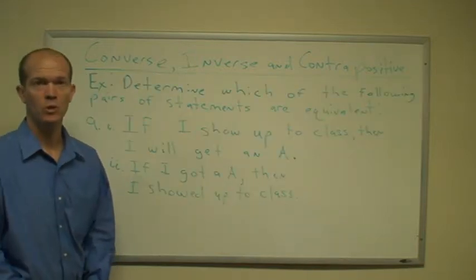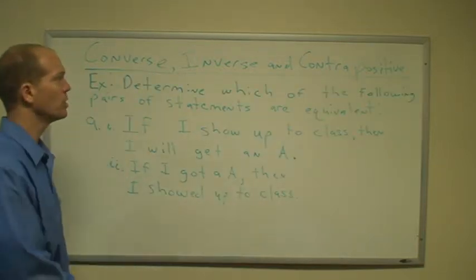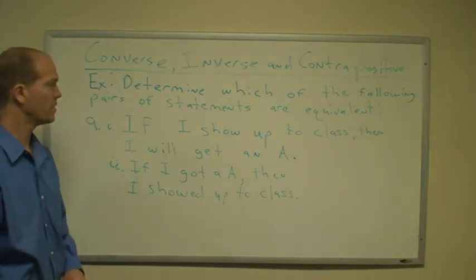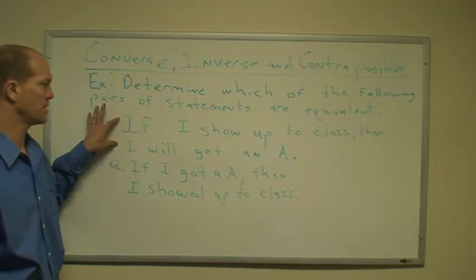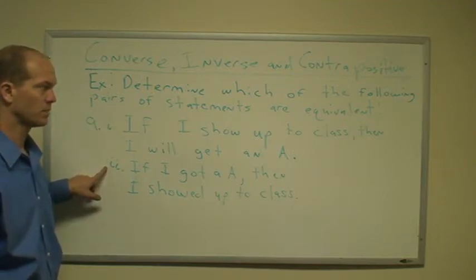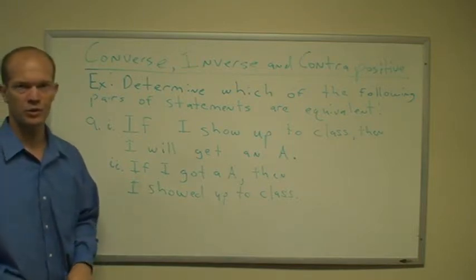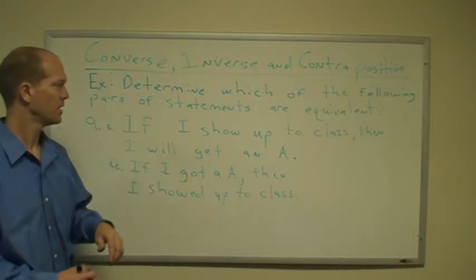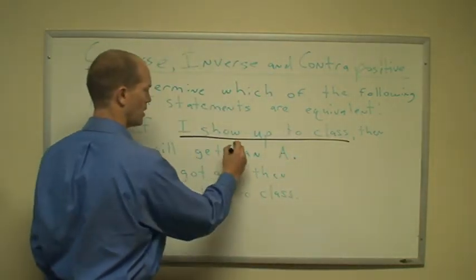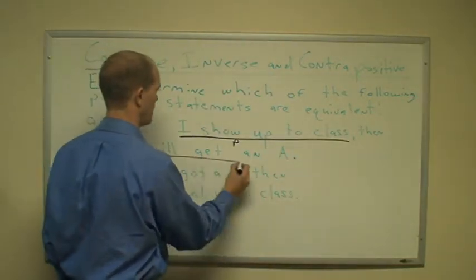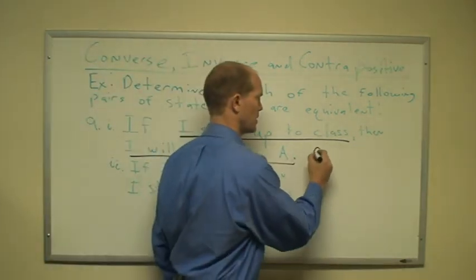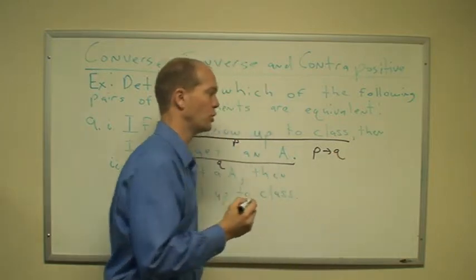The next example we'll look at asks us to determine which of the following pairs of statements are equivalent. In A, the pair of statements are, if I show up to class, then I'll get an A, along with, if I got an A, then I show up to class. To break this down, I'm going to look at the simple statements. If I show up to class, I'll call that P. I'll get an A, I'll call that Q. Writing this in symbols, this can be written as if P then Q.